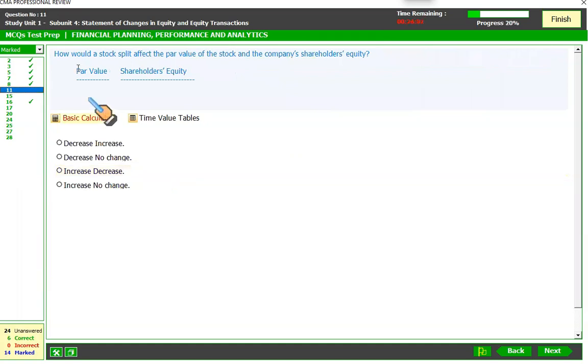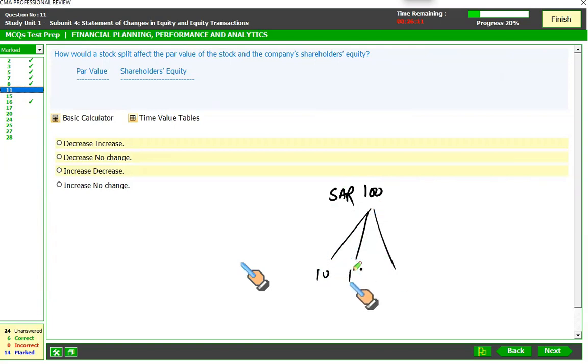Then next, how would a stock split affect the par value of the stock and the company's shareholders' equity? Now, let's say you have a 100 real note. If you break this down into 10 parts, 10, 10, 10, your wealth stays the same. So if the company breaks down its stock to a smaller denomination, a smaller par value, the shareholders' equity would remain the same, no change.